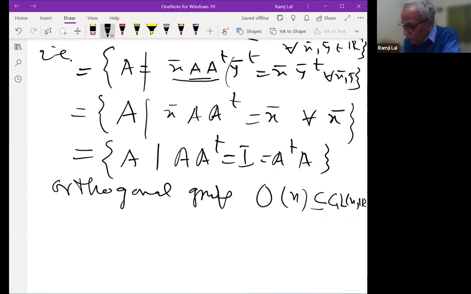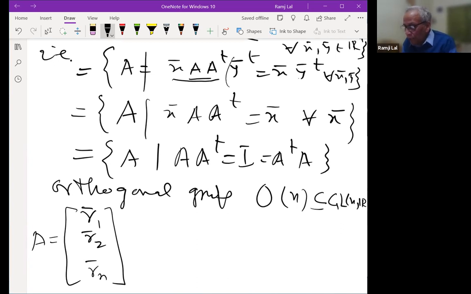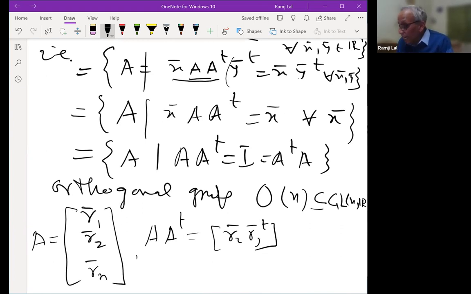Let me make it a little more clear. What is the orthogonal group? The orthogonal group consists of those matrices A such that A A transpose is identity. Write A with rows R1 bar, R2 bar, up to Rn bar. This matrix A has first row R1 vector, second row R2 vector, and so on. If you take A A transpose, what will be the ith row, jth column? This will be Ri bar Rj transpose. This is the matrix, and it is identity.